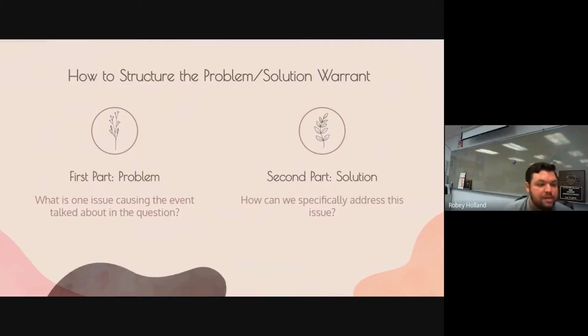And then in the second part, your subpoint B, you're going to posit a solution. How can we specifically address this issue? Or what can specifically be done about the problem and the thing that caused the event that's in question?